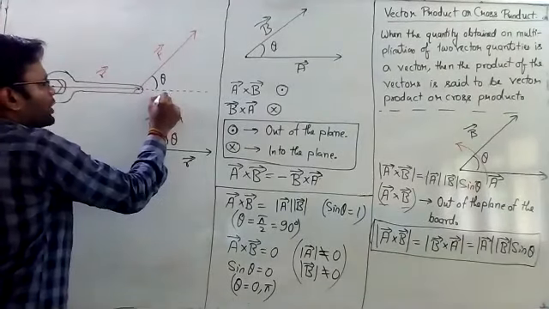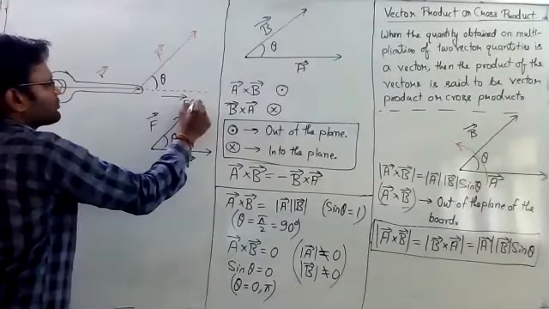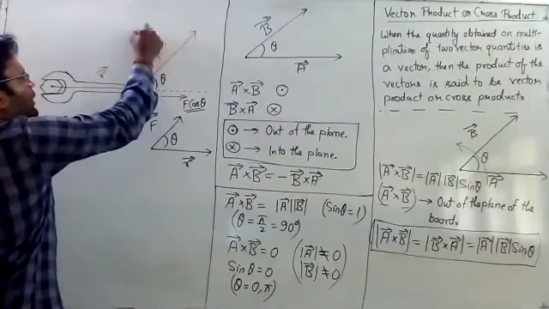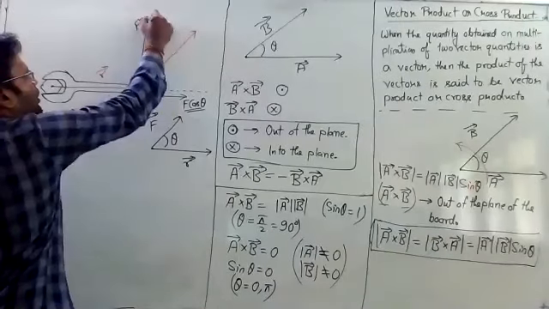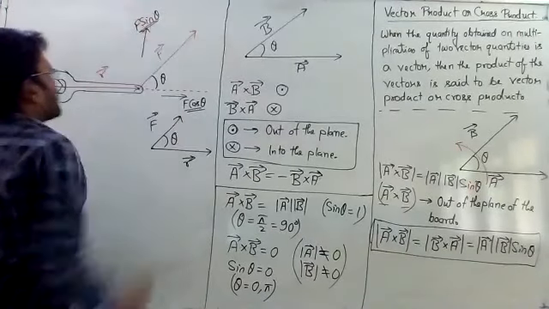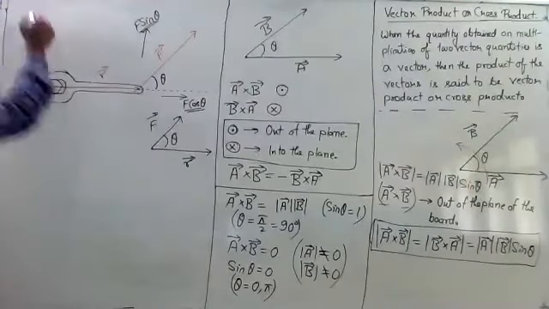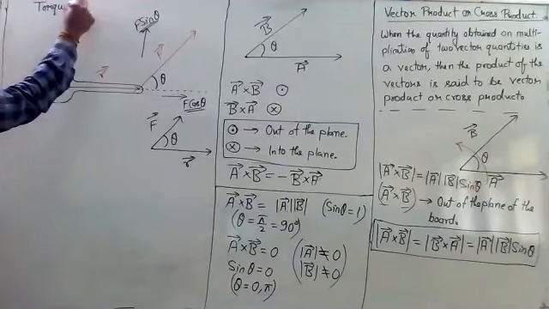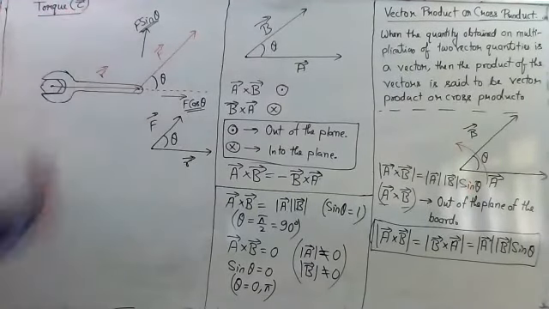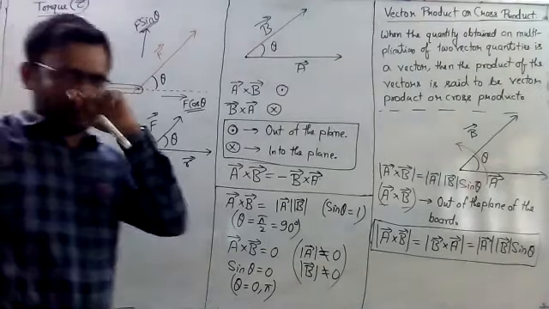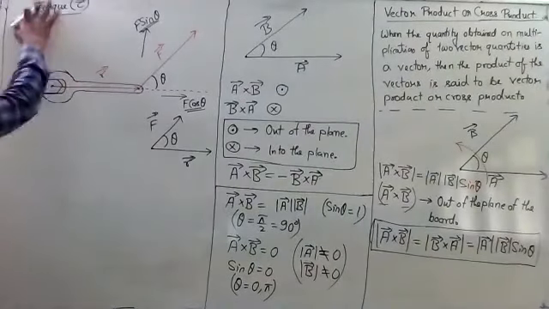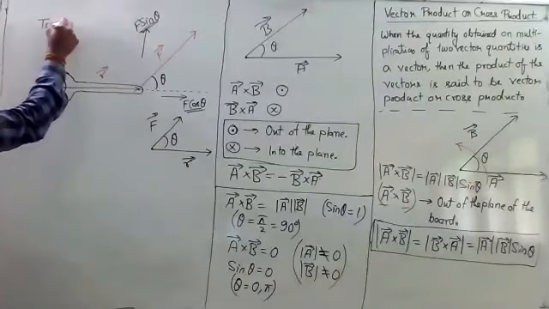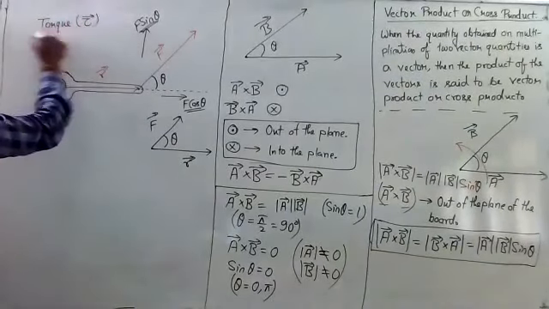Force has two components. This component is F cos theta, and force has a vertical component, that is F sin theta. Now we all know that torque is a vector quantity. We all know which kind of quantity torque is. Torque is a vector quantity.